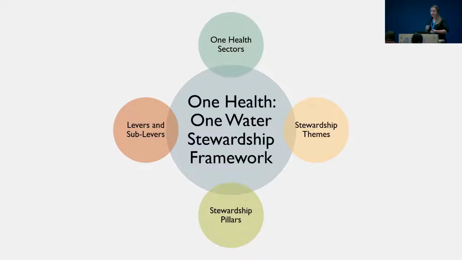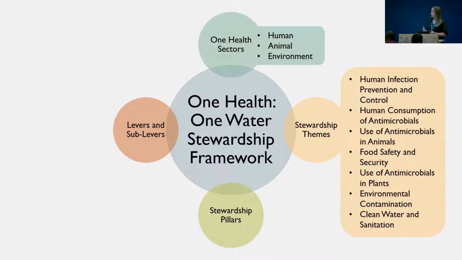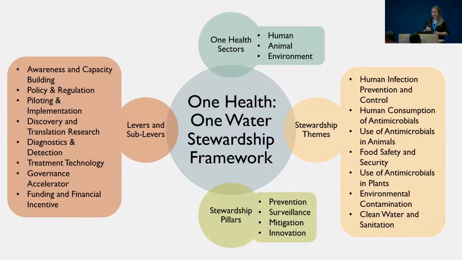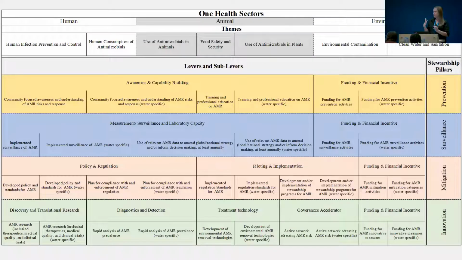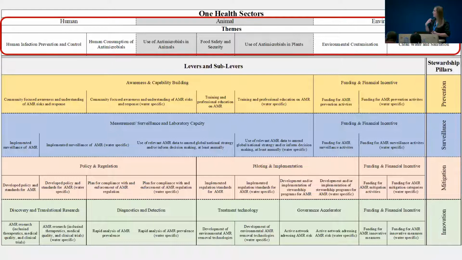For this framework, we did a massive literature review and consolidated pre-existing frameworks and modified them into our framework that includes One Health sectors, stewardship themes, stewardship pillars, and levers and sub-levers. So just to bring that all together, this is what the framework looks like overall. Breaking this down, we have our One Health sectors and the themes that are associated with each of those sectors.